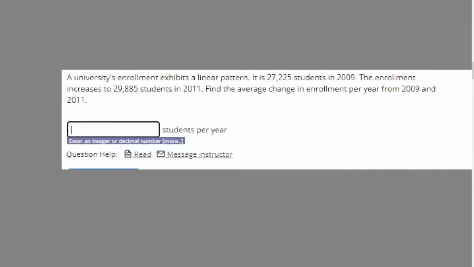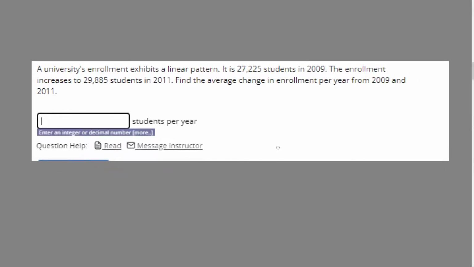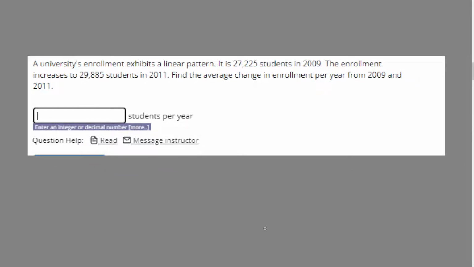A university's enrollment exhibits a linear pattern. It is 27,225 students in 2009. The enrollment increases to 29,885 students in 2011. Find the average change in enrollment per year from 2009 and 2011. So this one is kind of tricky if you don't know the steps.